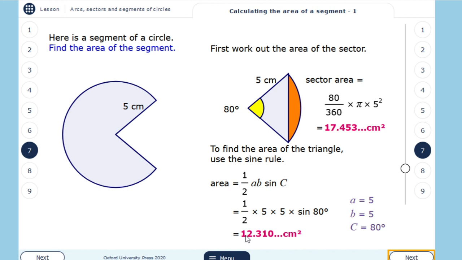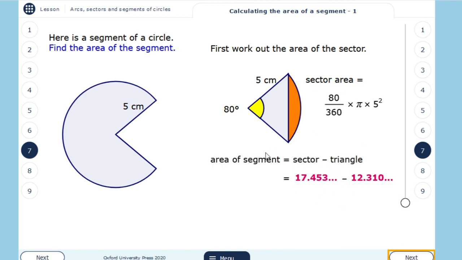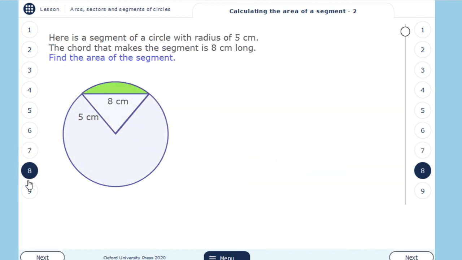And the answer is 12.310 centimeters squared, the area of the triangle. Now if I take the area of the sector minus the area of the triangle, I will find the area of the segment.